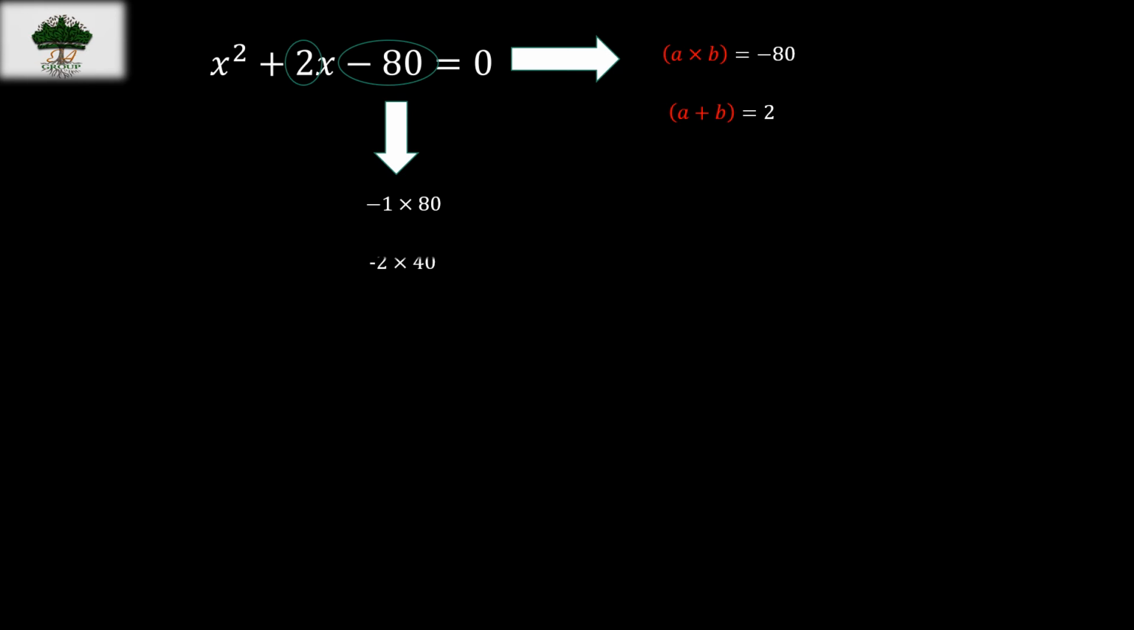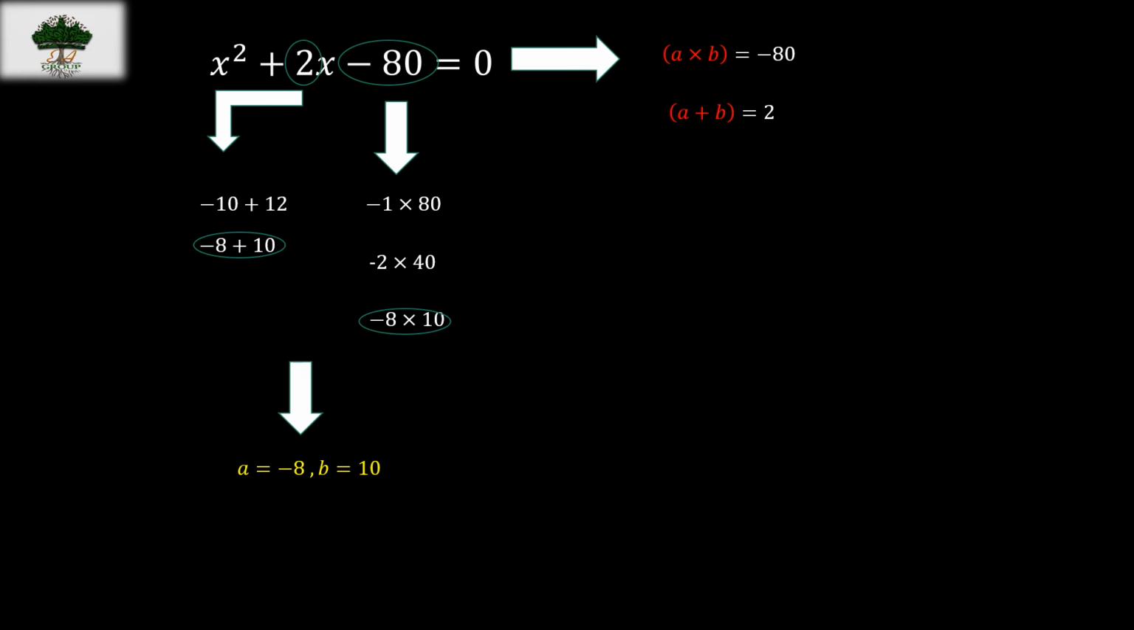Like negative 1 times 80, negative 2 times 40, and negative 8 times 10. All these numbers, if you multiply them, you get negative 80. Now we add them to get positive 2, but we need one positive and the other negative, like negative 8 plus 10. If you add them, you get 2. Since negative 8 plus 10 and negative 8 times 10 give me positive 2 and negative 80, this is the pair, so a equals negative 8 and b equals 10.